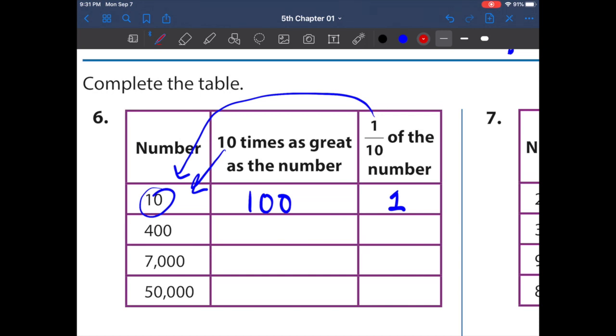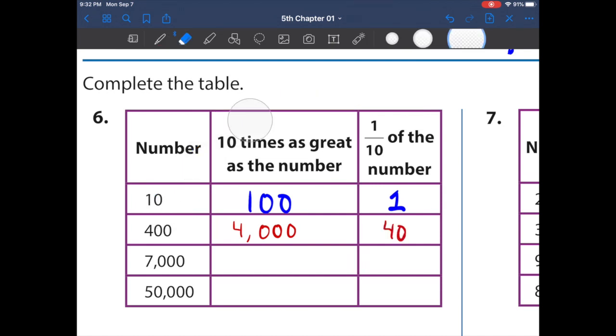What is 10 times bigger than 400? Well, that would be 4,000. And what would be 1/10 of 400? Right, so we're looking for a smaller number. What would be 1 out of that? That would be 40.